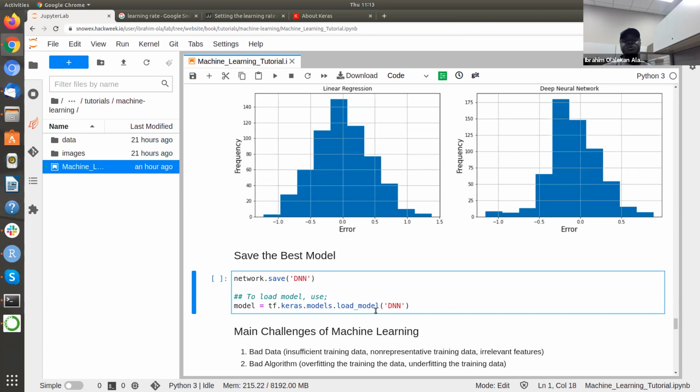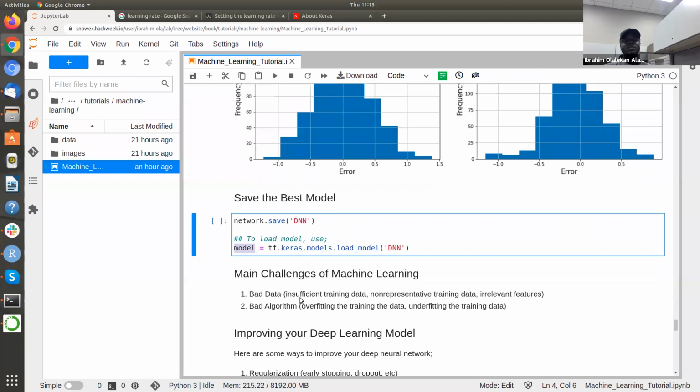To load a saved model in Keras, you just use the function load_model, and then you put the name of the model. So here I'm saving it as DNN, then I'm loading it again as DNN. Now I saved it into model, then I could just use model.predict to predict my new observations.